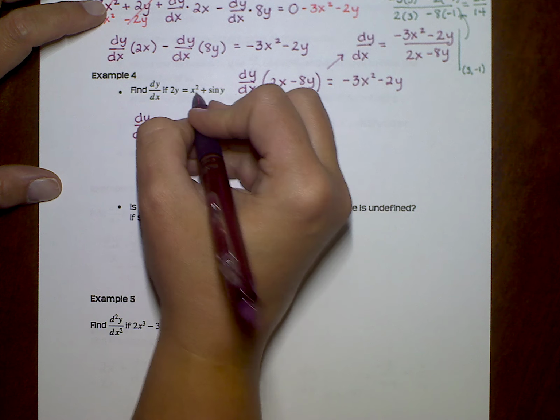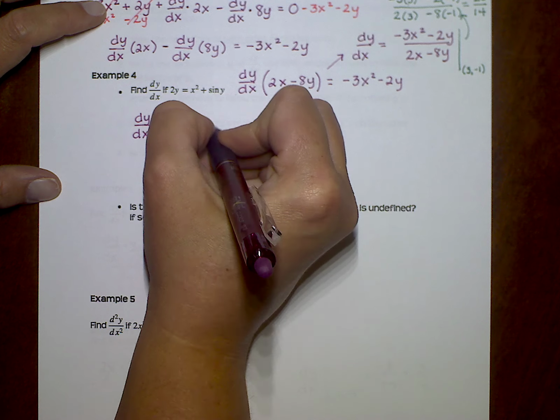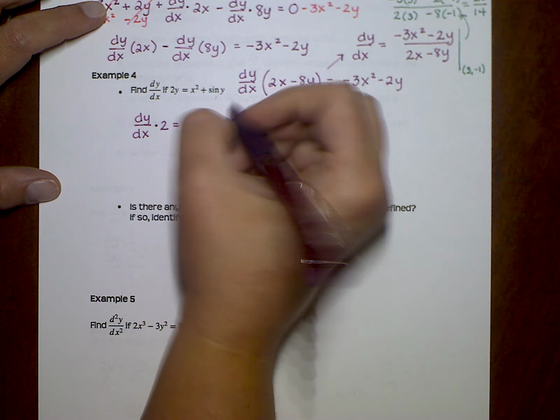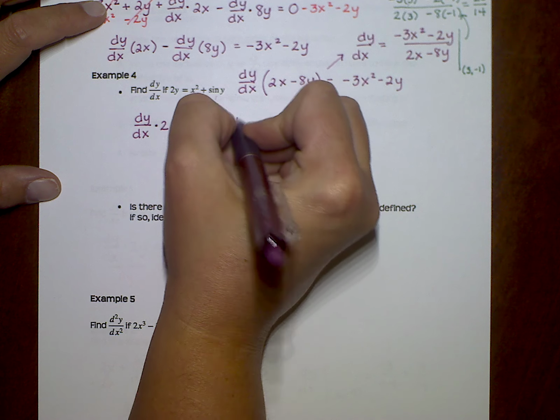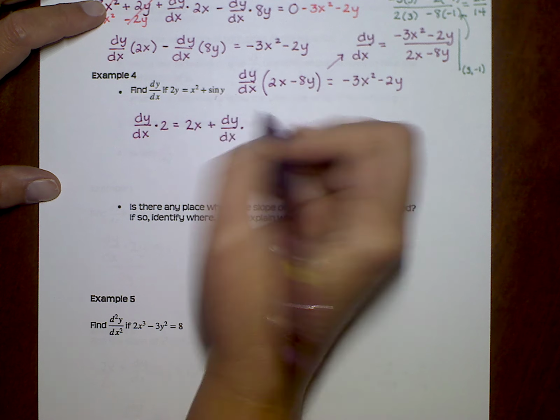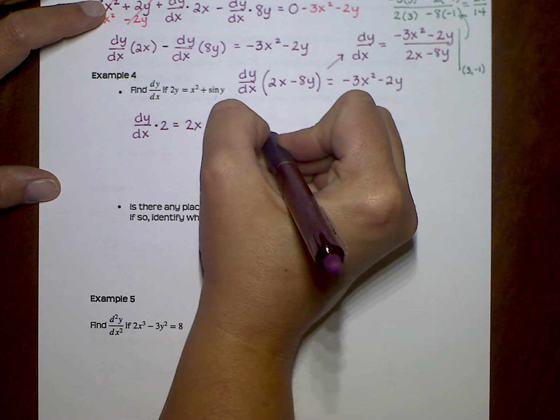Equals the derivative of x squared, which is 2x, plus, now I'm about to take a derivative of sine y, so I'm going to throw a dy dx in there, and then multiplied by the derivative of sine, which is cosine. So I'm going to say this is cosine y.